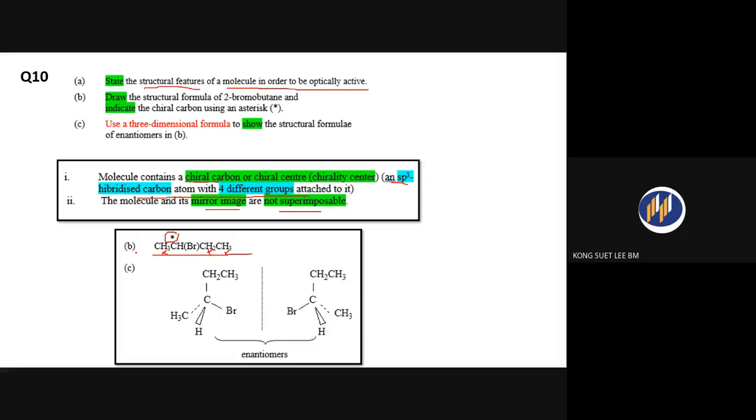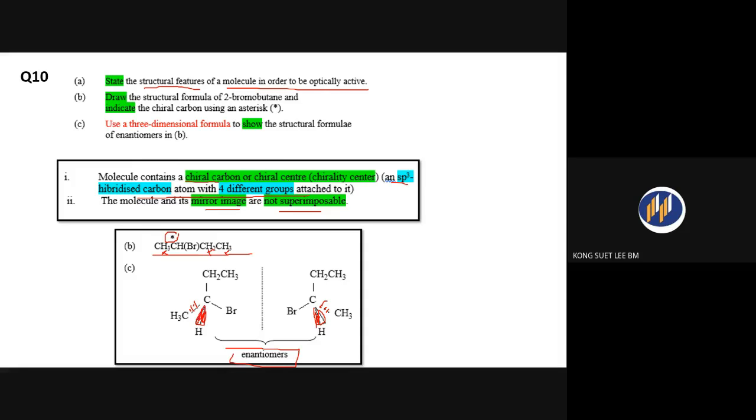Then use the 2-dimensional formula to show the enantiomer. Okay, this is it. Remember, you must label the enantiomer. And then this one is point out. The dash should be like this. Point out. And then this one must be in black color. Point in black color, point in. So that's all for enantiomer.